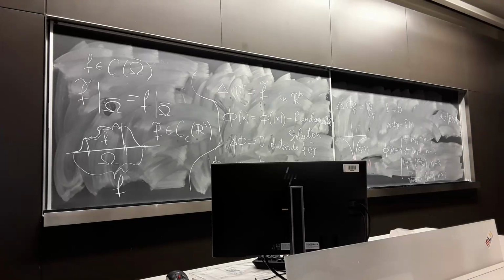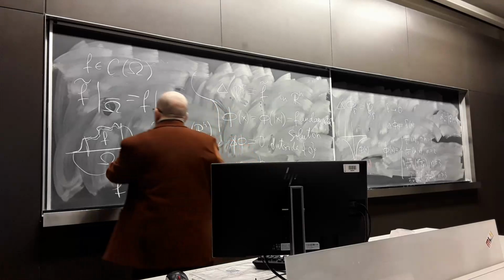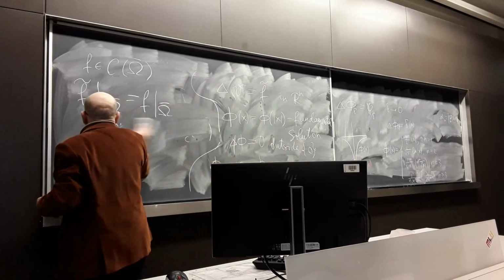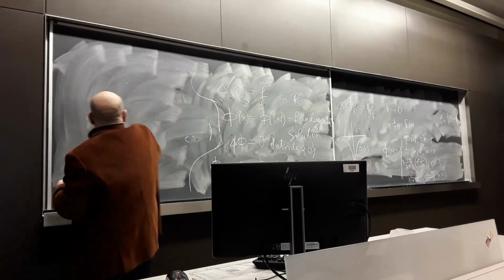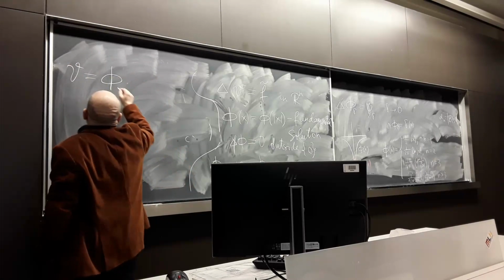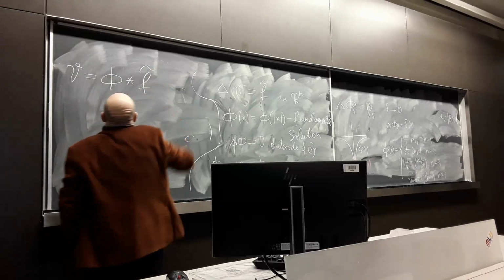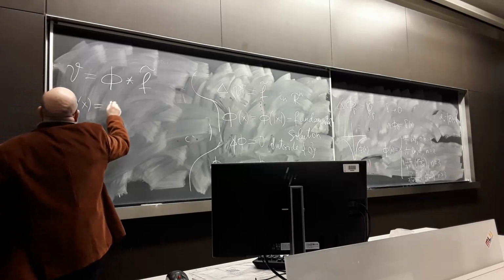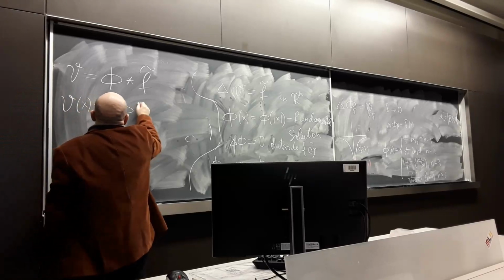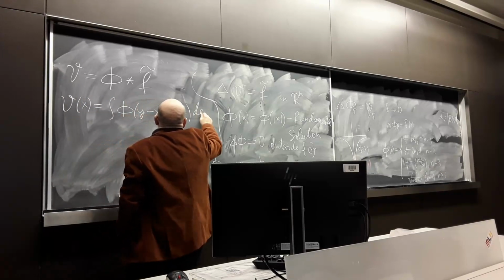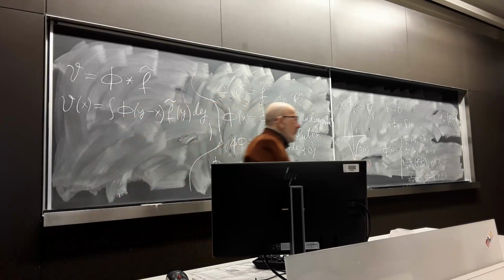So this is the fundamental solution, and then we write the solution of this equation, Laplacian v equals f. v equals phi convolved with f tilde, or v of x equals the integral of phi of y minus x times f tilde of y dy. This is the convolution.